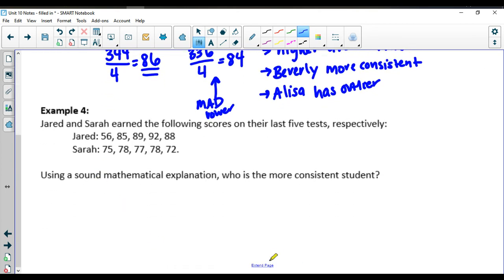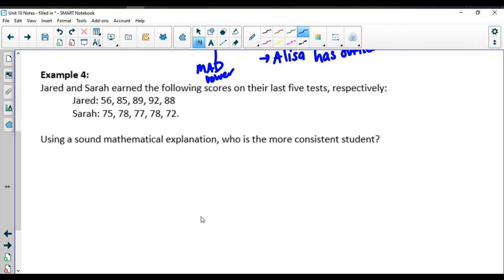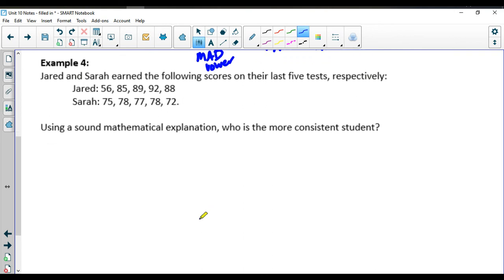So next one, example number 4. Again, this is just another discussion piece, kind of thinking about Alyssa and Beverly again. I want you to come up with this one, and I'm going to ask you to type your response in here. Jared and Sarah earned the following scores on their last 5 tests, respectively. These are not in order for you, so you may want to do that.